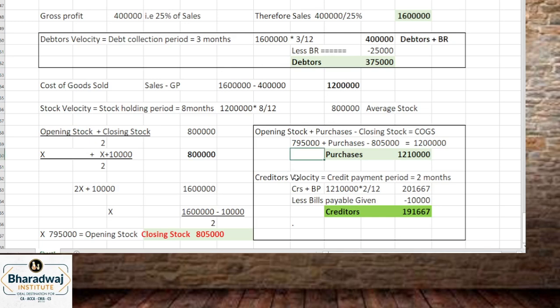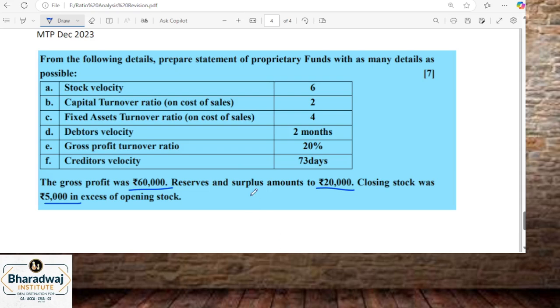First, did you copy this? Look here. They ask you to prepare a statement of funds. A statement of funds means a balance sheet. They expect you to prepare a balance sheet. The expectation is you prepare which one? Balance sheet.